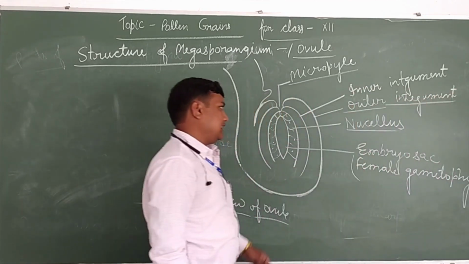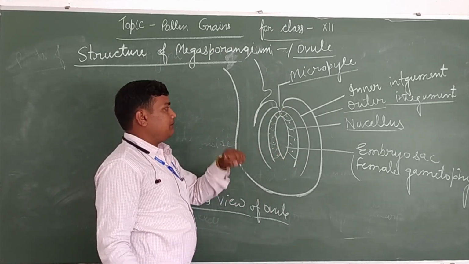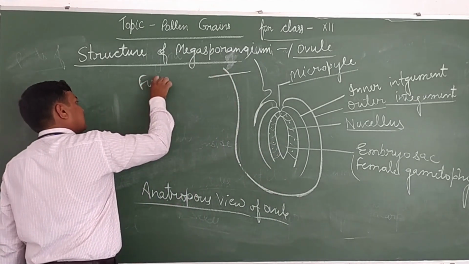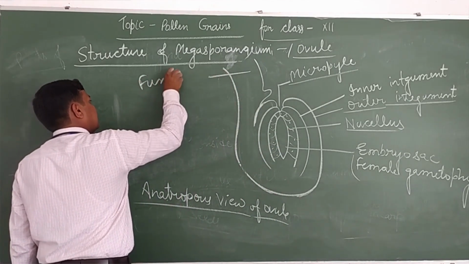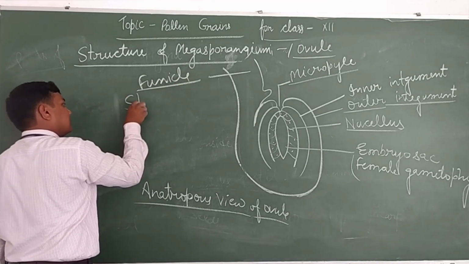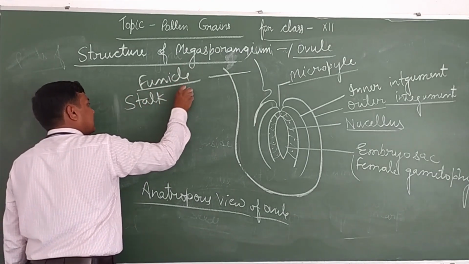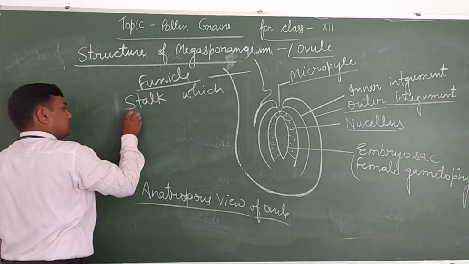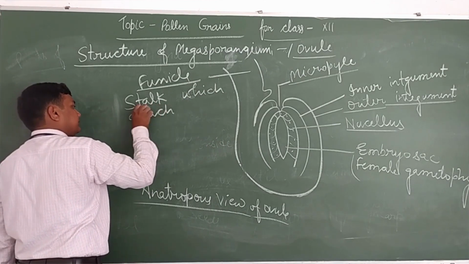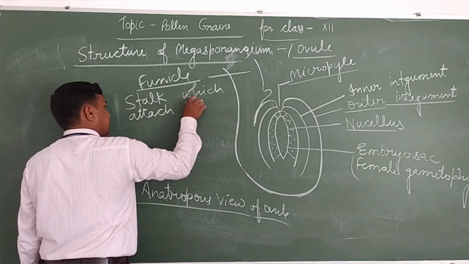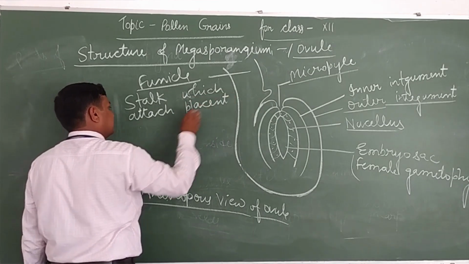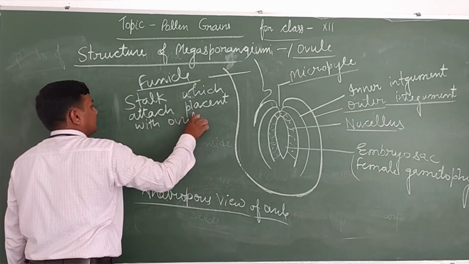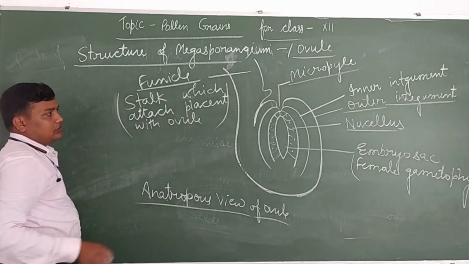Integument is the membrane which wraps the embryo sac. This portion is known as funicle. What is funicle? Funicle is a stalk which attaches the placenta with the ovule.